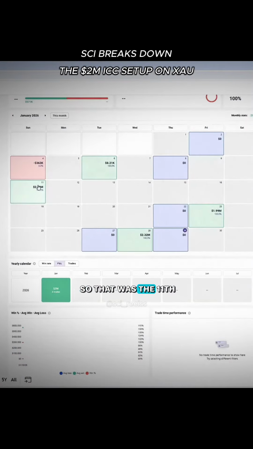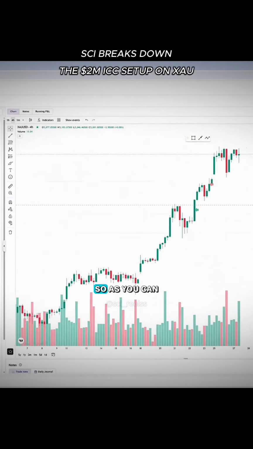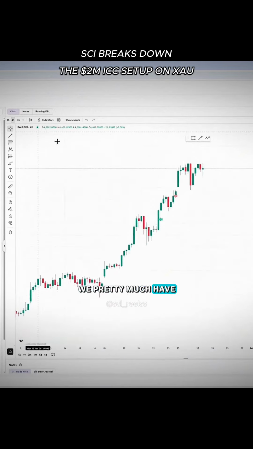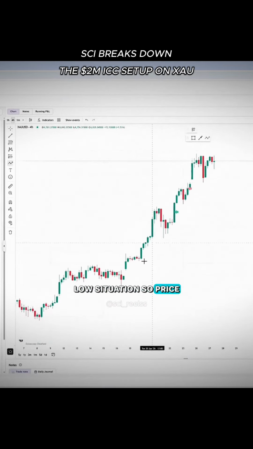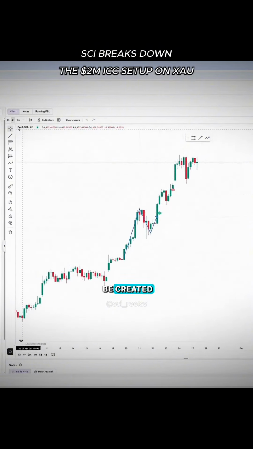And let's go to, so that was the 11th. Let's go to the 23rd. And this is the trade that I took for the 23rd. So as you can see here, for the 23rd, we pretty much have the same thing with the higher low situation. So price ended up making a high, ended up causing a higher low, and then on this higher high starting to be created, I ended up taking the trade.